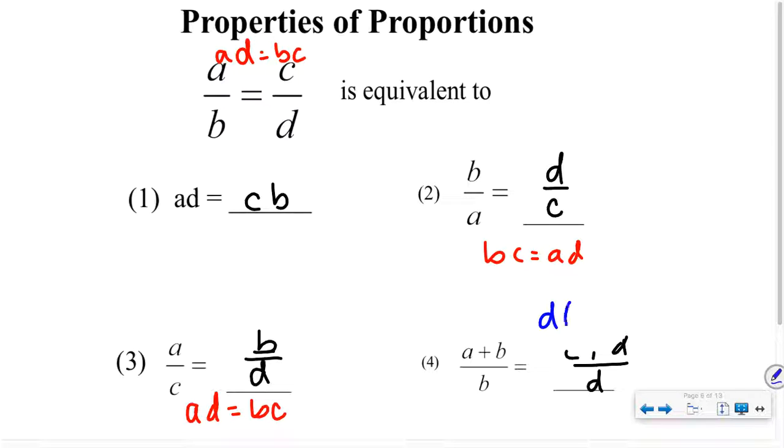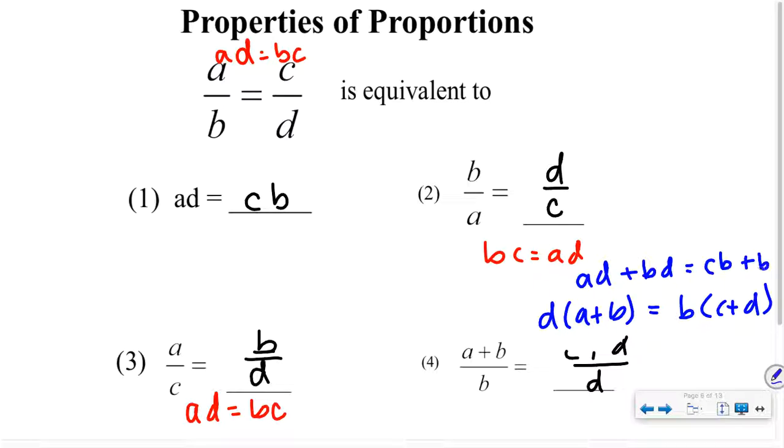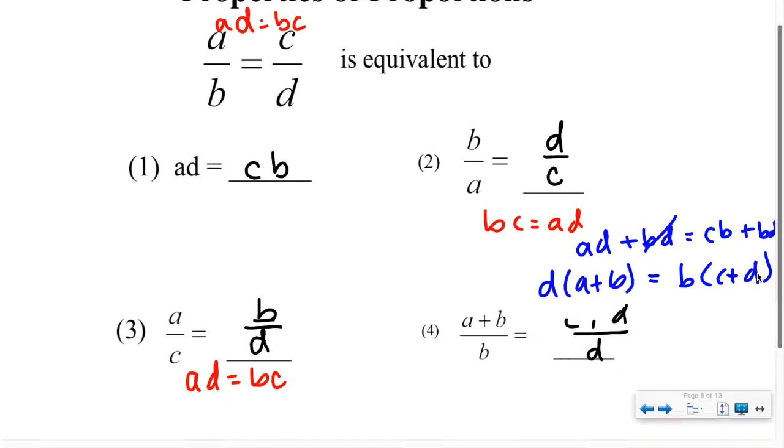This would be D times (A plus B), right? Equals B times (C plus D). Okay, you ready? Distribute: AD plus BD, right? Equals BC plus BD. Okay, if I take this BD and I move it over to the other side, I would subtract it over. What's going to happen to them? They would cancel out, and then I get AD equals BC.